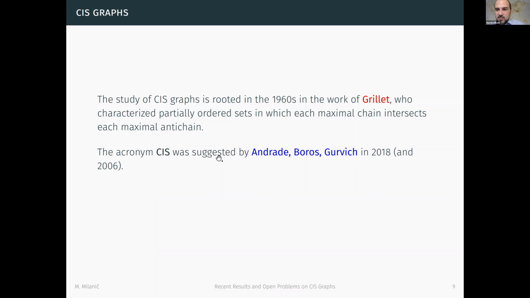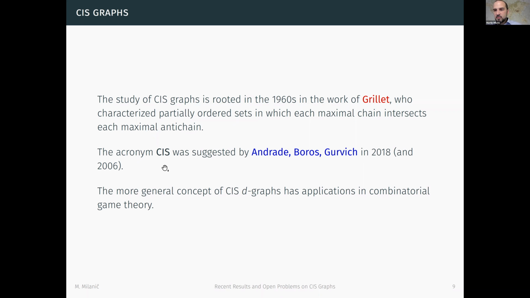Now, this acronym CIS was suggested only much later, by Andrade, Borges, and Gurbic in 2018. The corresponding research report was already published in 2006. One more application besides posets comes from generalizing the concept of CIS graphs to something called CIS-D graphs. I will maybe mention something about this at the end of the talk. Those structures have applications in combinatorial game theory, and it's possible that understanding them could be reduced to understanding the CIS graphs, modulo a conjecture which is still open. I will perhaps mention this later.